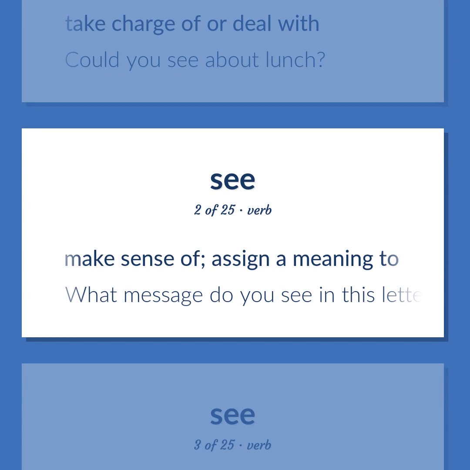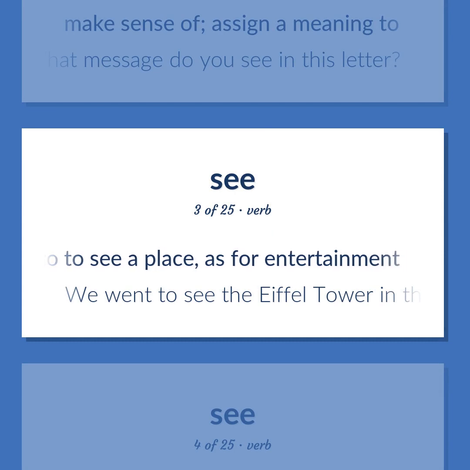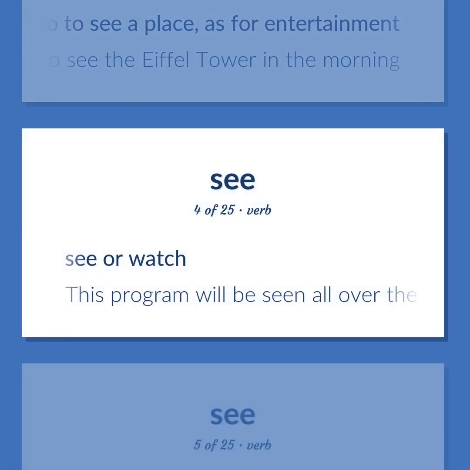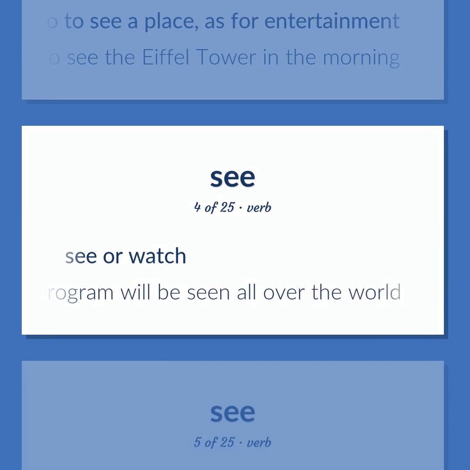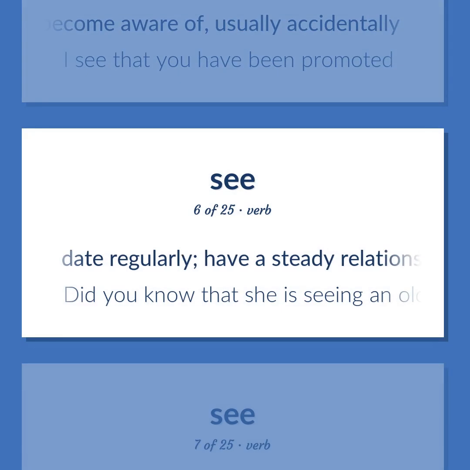Make sense of. Assign a meaning to. What message do you see in this letter? Go to see a place, as for entertainment. We went to see the Eiffel Tower in the morning. See or watch. This program will be seen all over the world. Get to know or become aware of, usually accidentally. I see that you have been promoted. Date regularly. Have a steady relationship with. Did you know that she is seeing an older man?